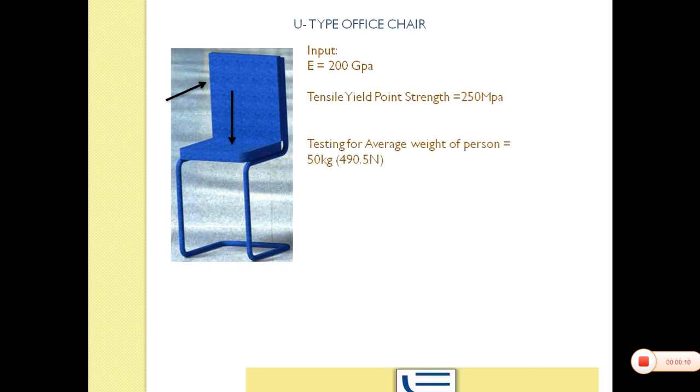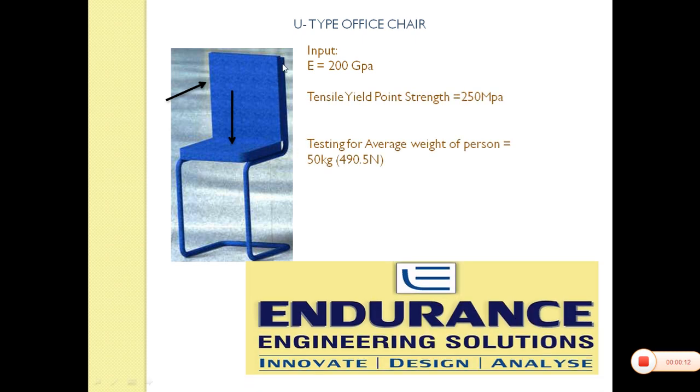So today we will see a U-type office chair, where we can see that there is a frame of U-type and the foam is added to it. Two loads are acting on it. One is primary loading and another is secondary loading. The average testing weight is 50 kg, which is around 500 Newton. So we'll proceed with the simulation of this U-type chair.